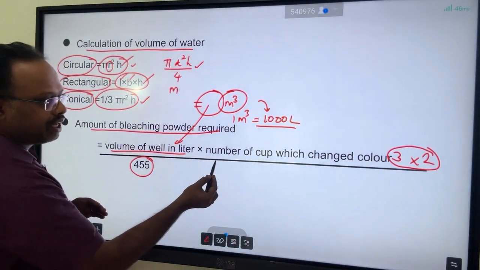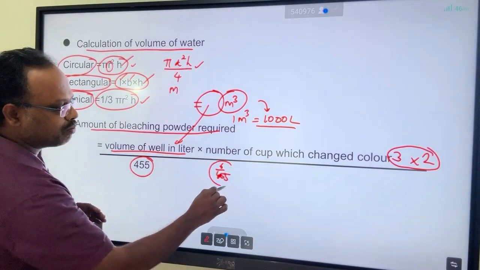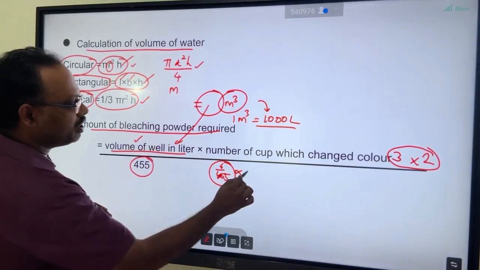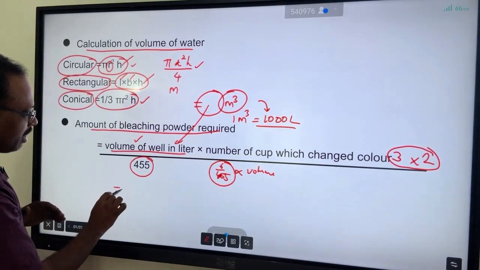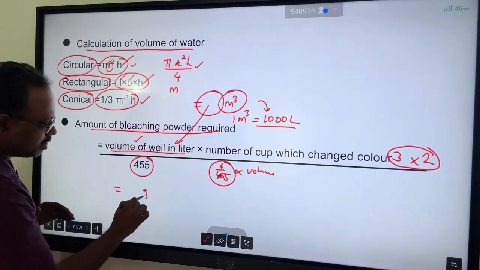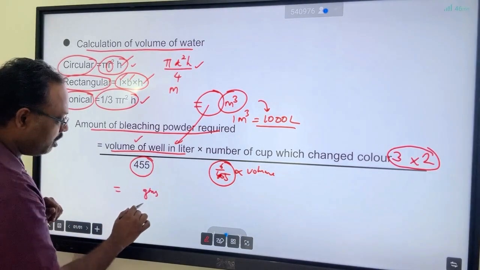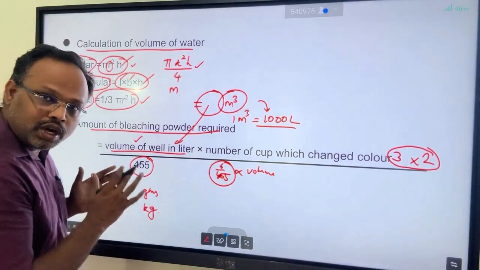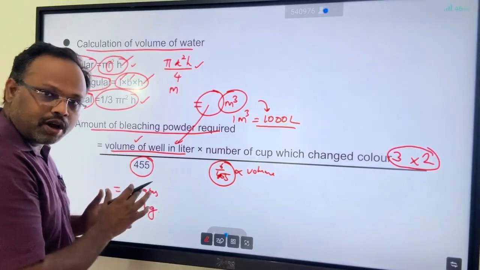For 1 liter, it is 6 by 455. When we multiply it with the volume of water, you will get the amount of bleaching powder required to disinfect the well in grams. That we need to remember. If the value is too high, then you can convert it into kilograms. Anyway, we will work out one problem with the same formula.